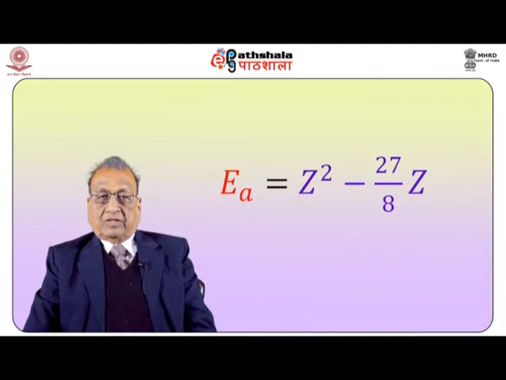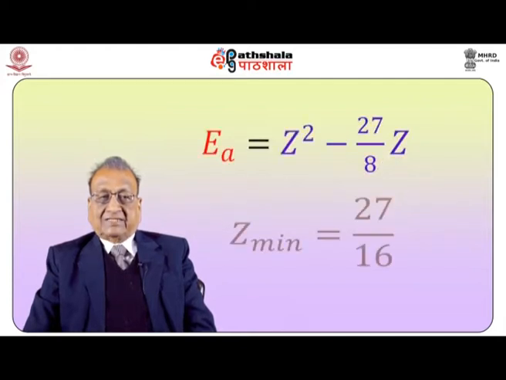Now, minimizing the energy with respect to Z, we differentiate this with respect to Z and then put that equal to 0, which gives us Z equal to 27 over 16. That is, the charge of the nucleus is reduced from 2 to 27 over 16. This is because one electron provides screening to the other electron, and therefore it is physically a reasonable wave function.